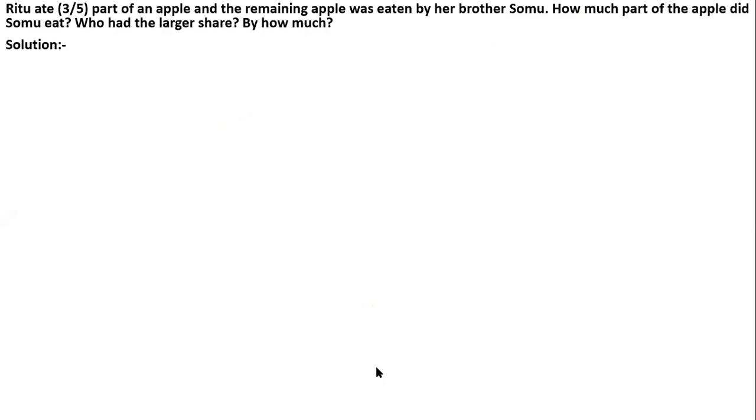You have to find out, children, that if Ritu ate 3 by 5 of an apple, the remaining apple was eaten by Somu. You have to find out who ate the larger share and by how much, and how much did Somu eat. Okay.